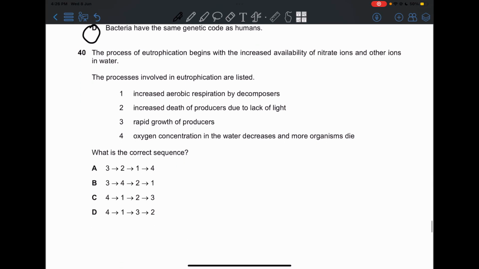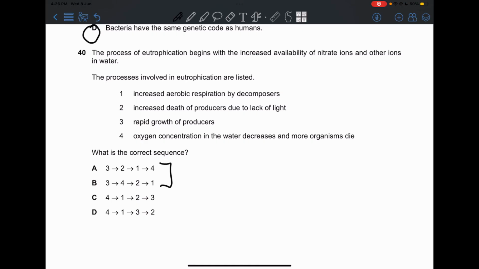40. The process of eutrophication begins with the increased availability of nitrate ions and other ions in the water. The processes involved in eutrophication are listed. What is the correct sequence? Now we know that we should be starting off with 3, rapid growth of producers, and not 4, because how will the oxygen concentration decrease in the water without something decreasing it? So we're going to be choosing between A and B.